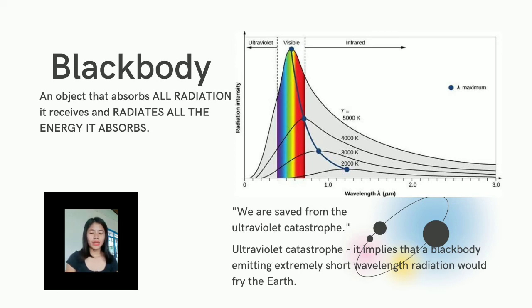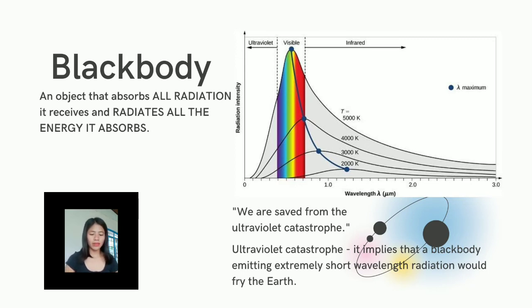So the classical models therefore don't match reality. So in science, when the theory does not align with the observation of reality, it must be discarded or revised. So Max Planck solved the problem by implementing quantization.